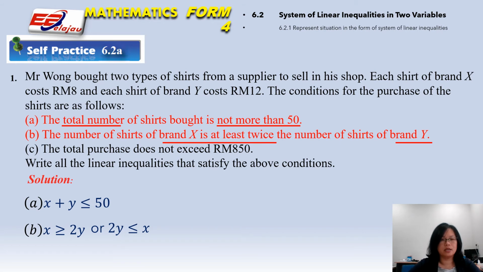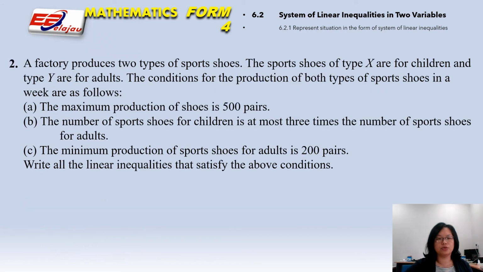Condition C. The total purchase does not exceed 550. It is related to the cost. Hence, we have to multiply by the constants, that is 8 ringgit for x and 12 ringgit for y. We can write as 8x plus 12y is less than or equal to 550 ringgit.